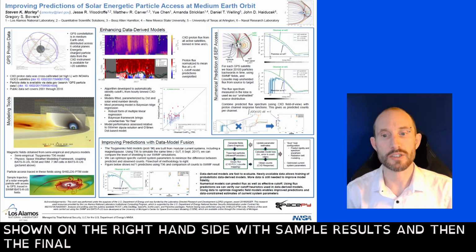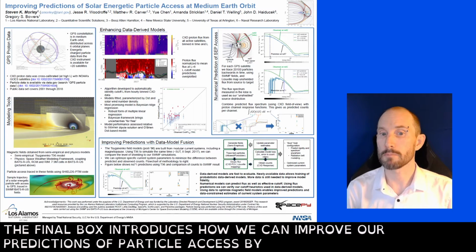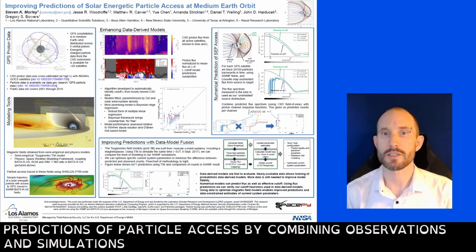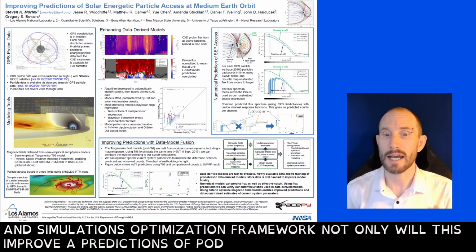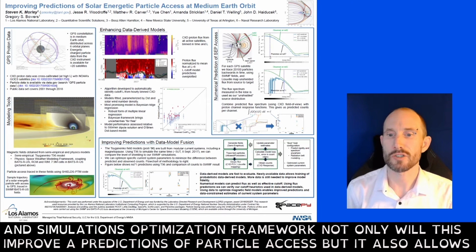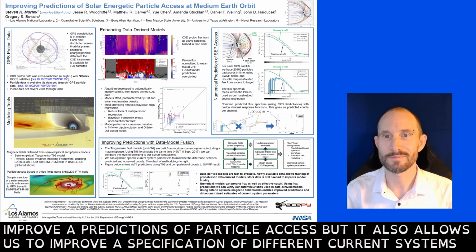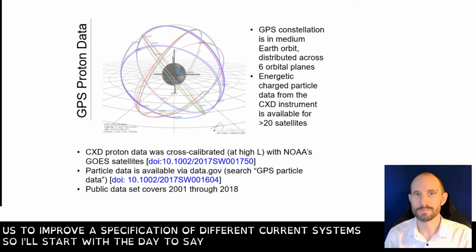And then the final box introduces how we can improve our predictions of particle access by combining observations and simulations in an optimization framework. Not only will this improve our predictions of particle access, but it also allows us to improve our specification of different current systems. So, I'll start with the data set.